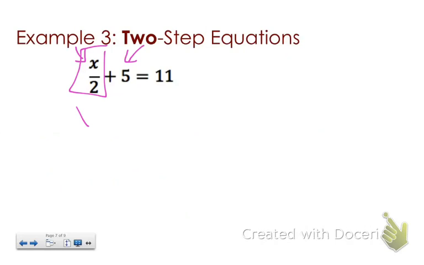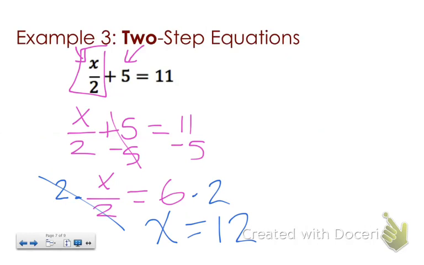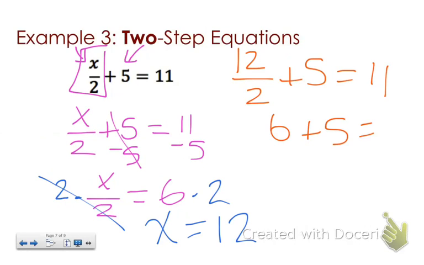Okay, so let me rewrite this real quick. First thing I'm going to do is subtract 5 from both sides, because I can't get to the x until all of that is gone. Then I'm left with x over 2 equals 11 minus 5, which is 6. And now to get x by itself, because it's being divided by 2, I'm going to multiply by 2 on both sides, and I get x equals 12. And again, I can plug it back in to make sure. 12 divided by 2 plus 5 equals 11. Well, 12 divided by 2 is 6, plus 5 is 11.